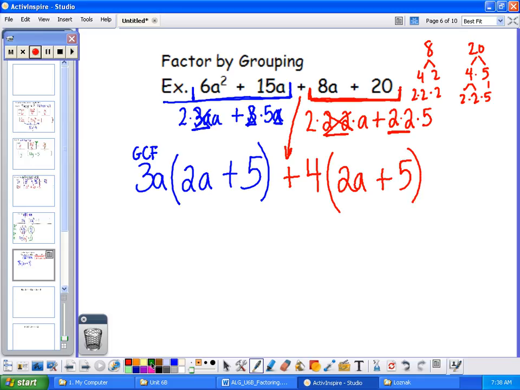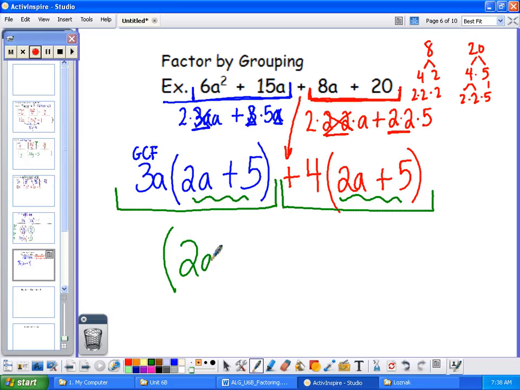Alright, so here's the next thing. I want you to look at this group, and I want you to look at this group. And I'm going to include the plus with the 4. So, what do you have in common in both of those groups? You have the 2a plus 5 and the 2a plus 5. So I'm going to write down 2a plus 5 because we're always finding what things have in common. Okay? So I'm going to make another parenthesis and check.